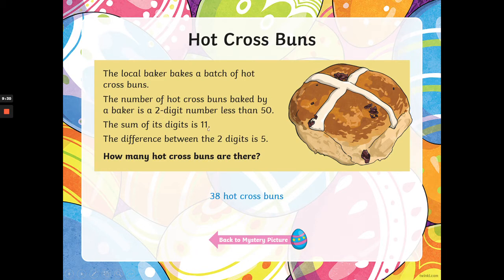The sum of its digits is 11, so let's add those digits together. Well, what is 3 add 8? Or what's 8 add 3? That's 11. Okay, and the difference between the 2 digits is 5. So remember, biggest number, take away the smallest number. Or, how do I get from 3 to 8? Okay, yeah, that's 5. So we had 38 hot crust buns altogether.